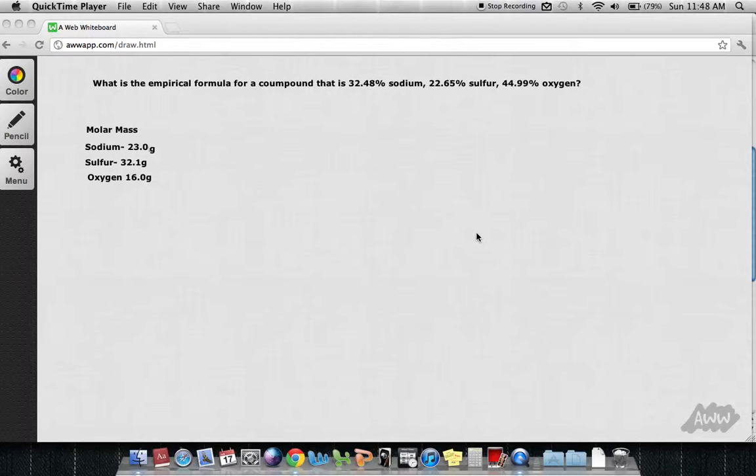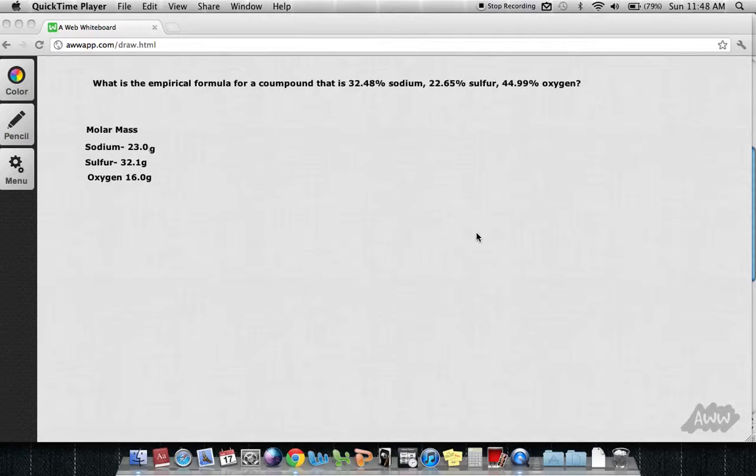Hi everyone, today we'll be learning about how to find the empirical formula and from there how also to find the molecular formula given the percentages of a certain compound. So let's start off by looking at this problem. What is the empirical formula for a compound that is 32.48% sodium, 22.65% sulfur, and 44.99% oxygen?